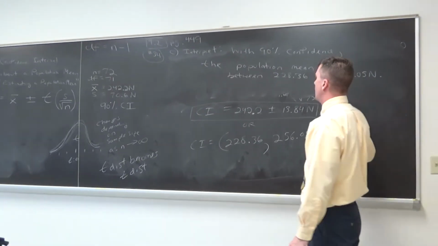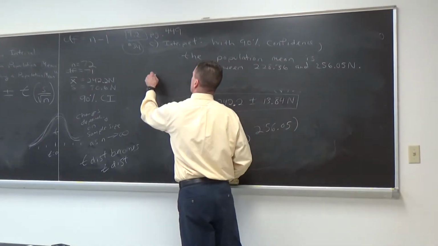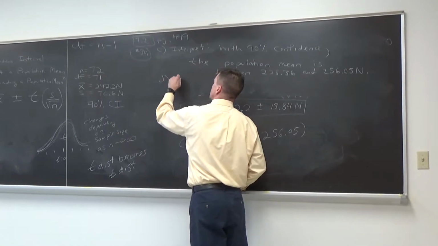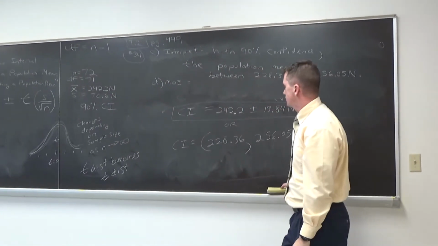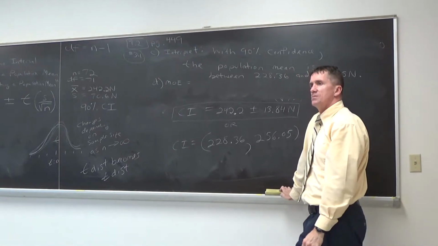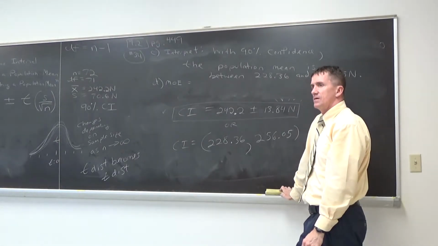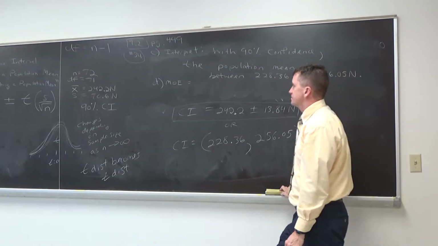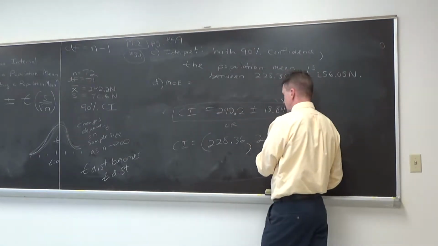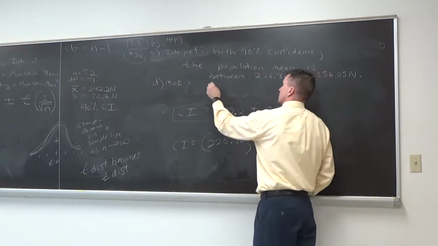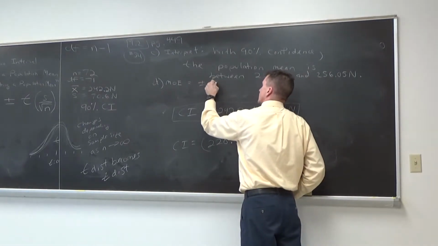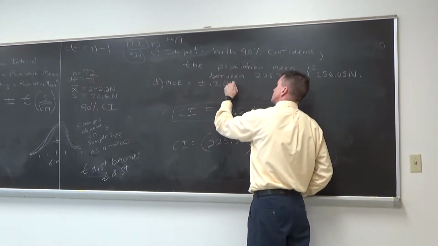Awesome. Hey, I'm gonna erase this, letter D. What's the margin of error? 256 minus that. Margin of error is right there, right? After the plus minus, which is plus or minus 13.84 newtons.